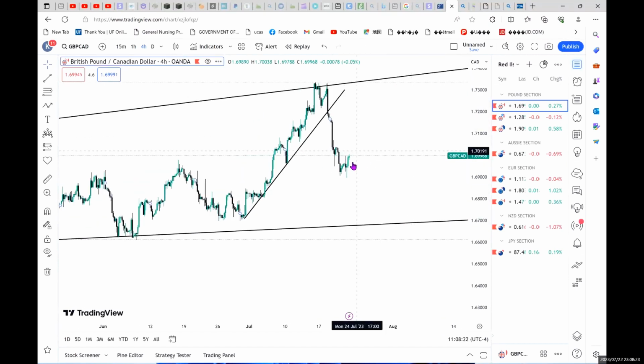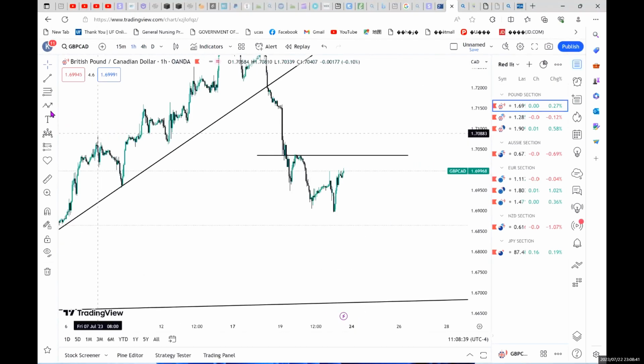I'll be looking for price to continue going back down. Price comes back at this level here, and then another push to the downside. Let's check the 1 hour though.